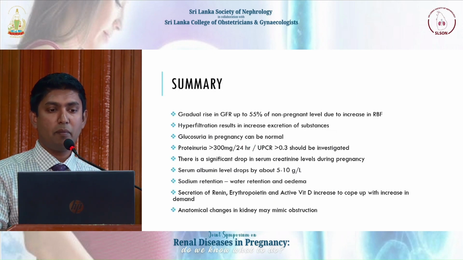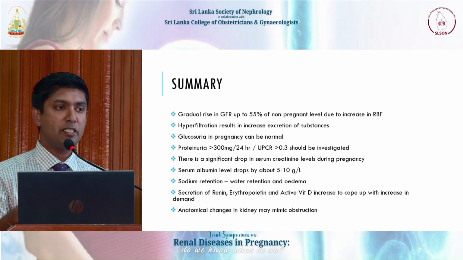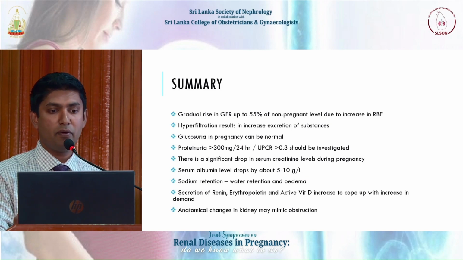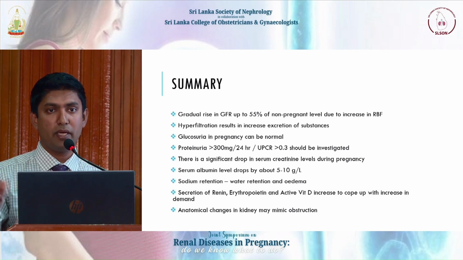To sum up, there will be a gradual rise in the GFR up to about 55%. That's because of the increase in the renal blood flow. So this hyperfiltration results in excretion of substances which were normally not excreted, like glucose, protein, and other substances like calcium. Then glucosuria in pregnancy can be normal. Proteinuria, however, more than 300 milligrams per 24 hours is abnormal.